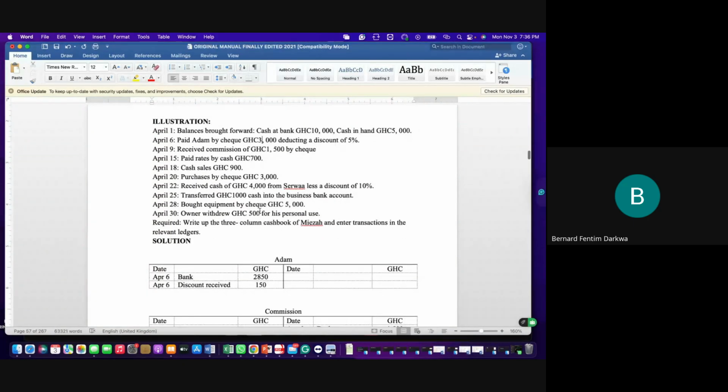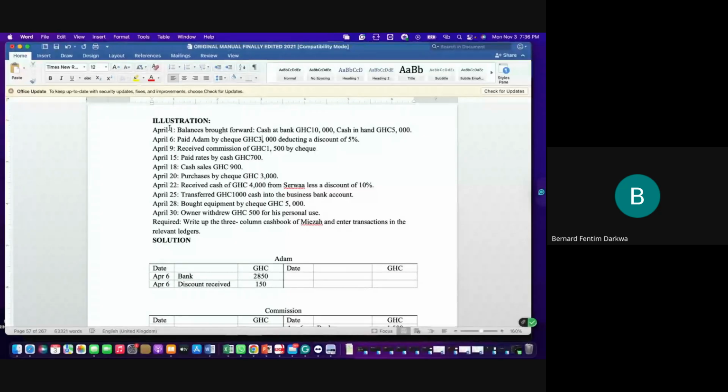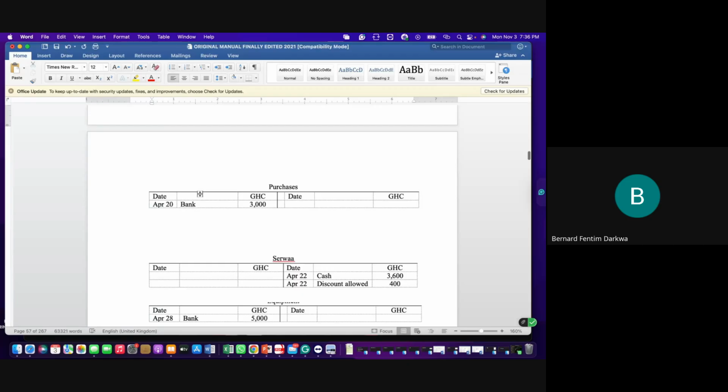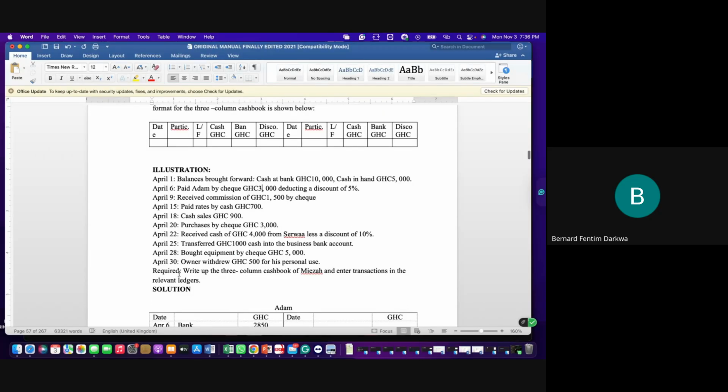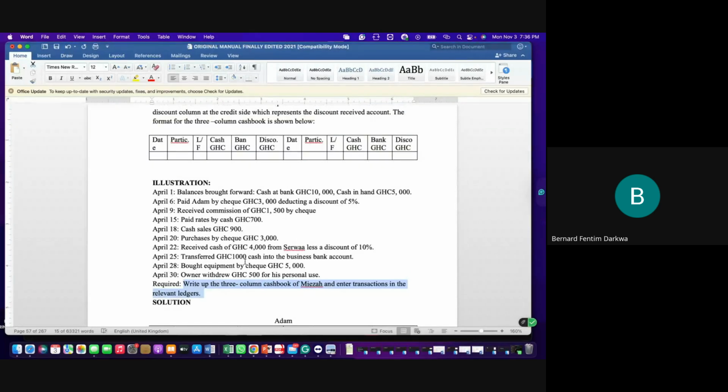So now let's make this recording in the books. You see 1st April, balances brought forward. This one says you should write up the 3 column cash book of this person and enter the transactions in the appropriate ledger. But we are interested in the cash book recording alone.